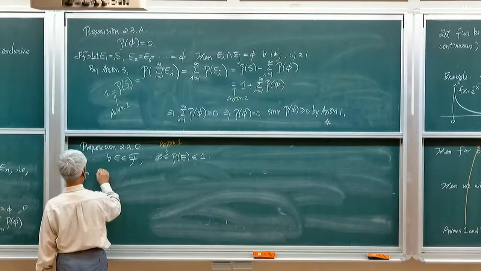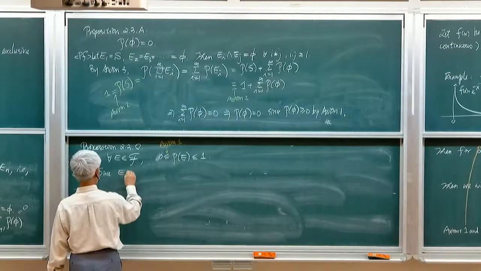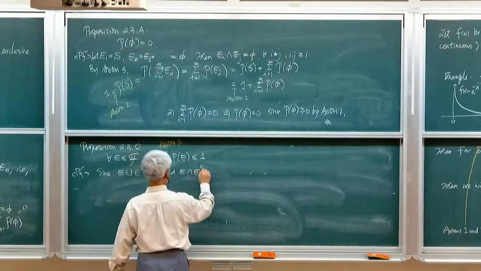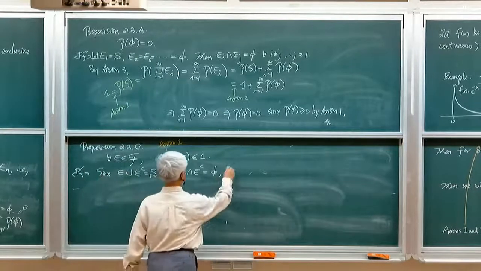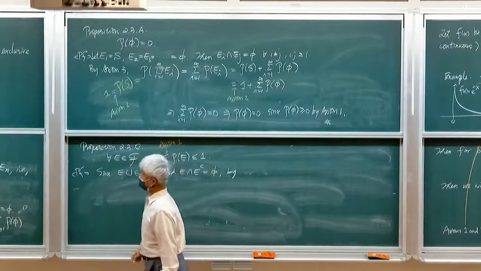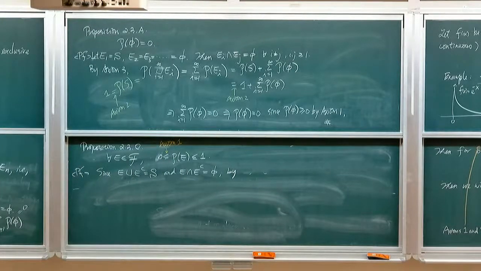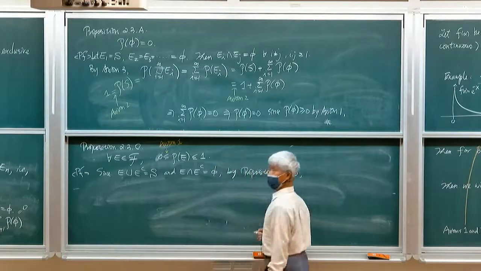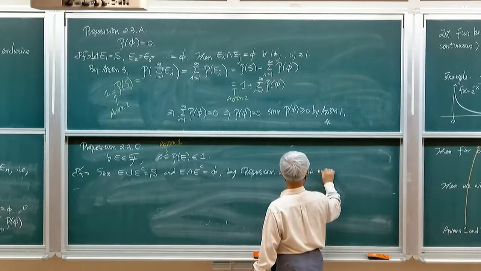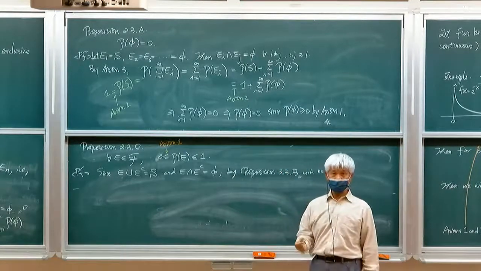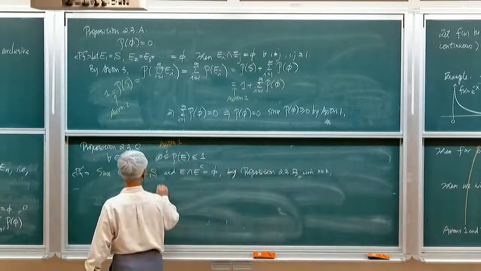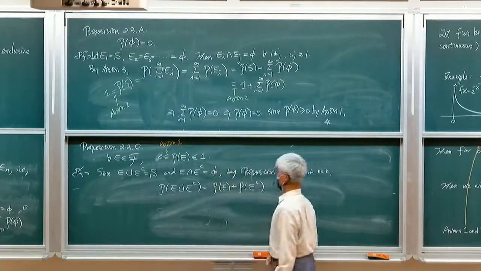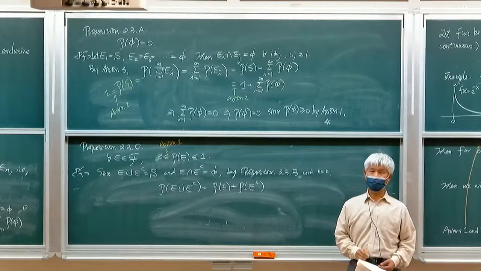All right, since E union E complement is equal to S, and E intersect E complement is the empty set, we have two mutually exclusive events, E and E complement, and we apply proposition 2.3.b with n equal to 2. So the probability of E union E complement is the probability of E plus the probability of E complement.